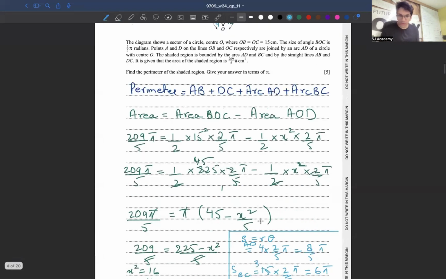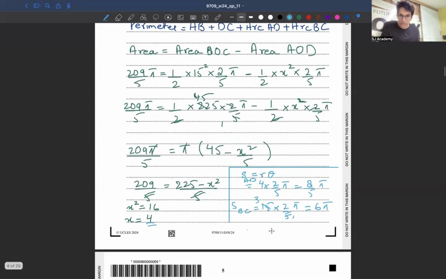So this will also be 11. So this will become 22 plus 8 upon 5 pi plus 6 pi. So we can write it over here 8 upon 5 plus 6, taking the LCM. That will become 6 5 is 30. So 38 upon 5 pi. So 22 plus 38 upon 5 pi centimeters is the perimeter of the shaded region.